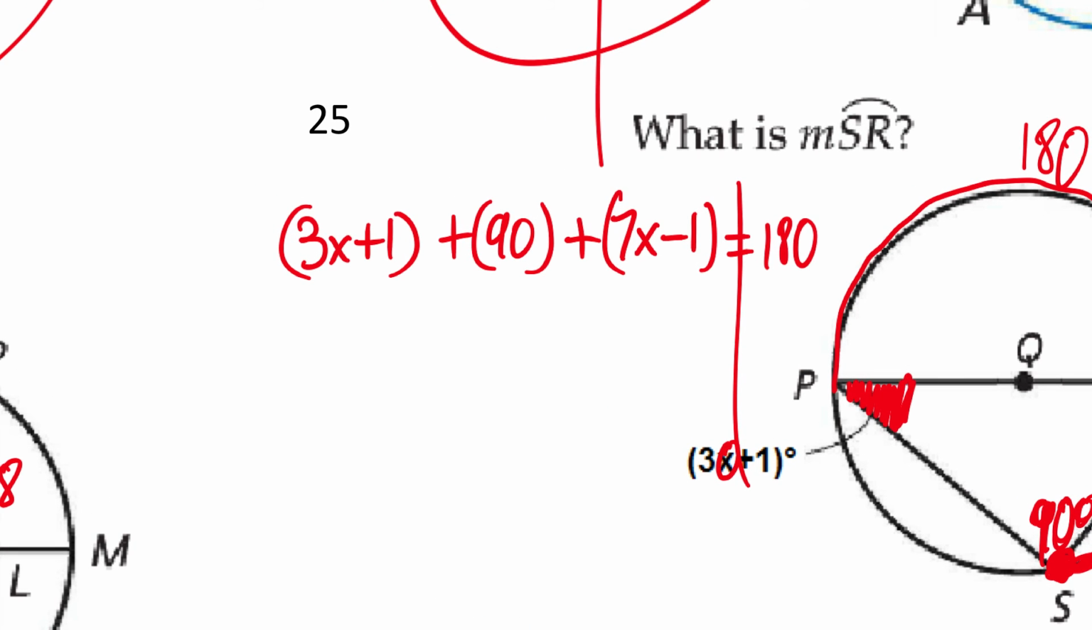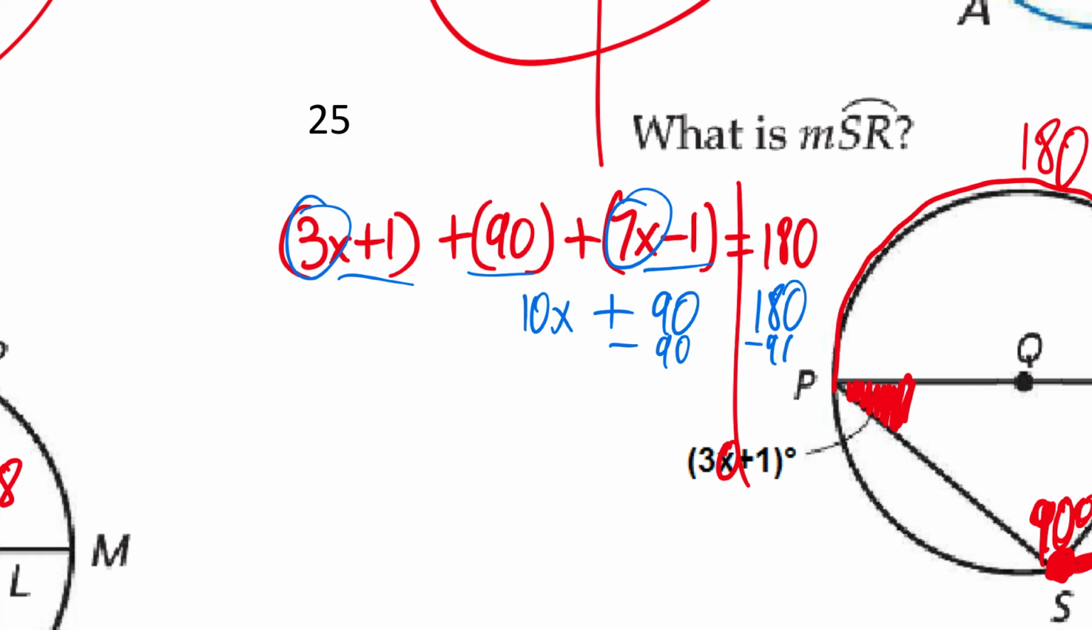So that's 10x. Yep. So you have 3x and 7x, that makes 10x. 1 plus 90 and negative 1 is what? 90. It's just 90. And then minus 90, then minus 90. 10x equals 90. So divide both sides by 10. X equals 9.